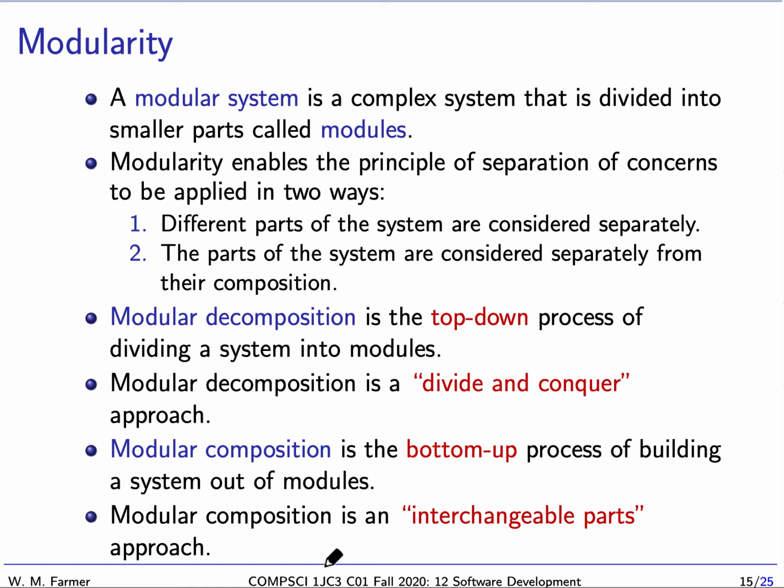The other approach, modular composition, is bottom-up. With this kind of approach, we make small modules, and then we put these together to get bigger modules, and we put these bigger modules together to get even bigger modules, until finally we get our product. And the crucial thing about modular composition is we're thinking of these modules as interchangeable parts. It's like you're building a house, and you're building it from interchangeable parts like bricks, 2x4s, windows, doors, and so forth.